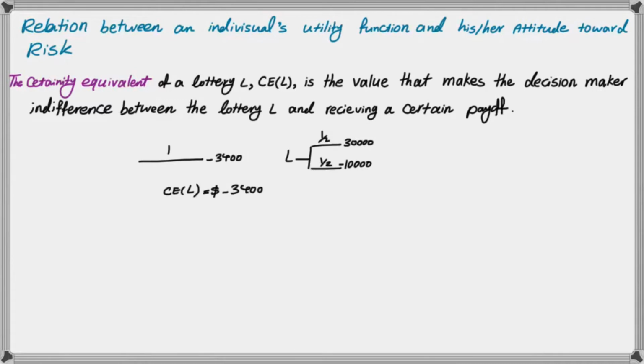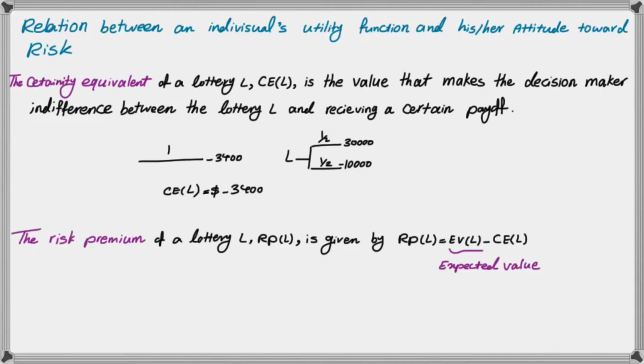The certain equivalent of this lottery here is going to be equal to negative $3,400. It means that if you lose $3,400, this is exactly the same as playing this lottery. Now, given the certain equivalent, we can define the risk premium. The risk premium of a lottery, or RP of L, is given by the expected value of the lottery minus the certain equivalent of that lottery.